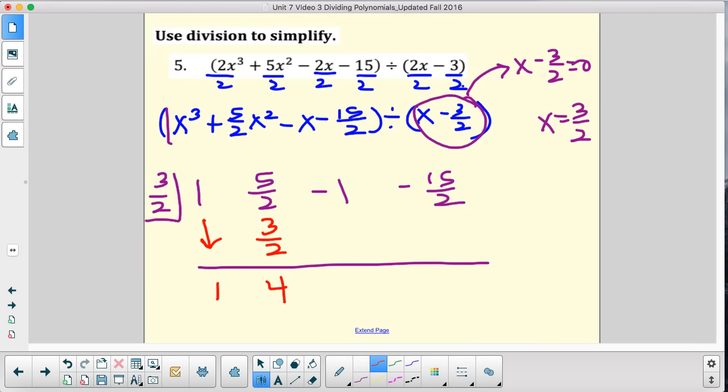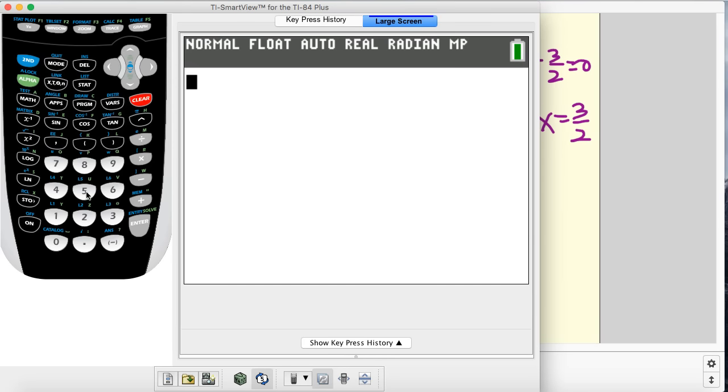Let's say you don't feel comfortable with that. You get out your calculator. You do 5 divided by 2 plus 3 divided by 2. Hit enter. And you get 4.